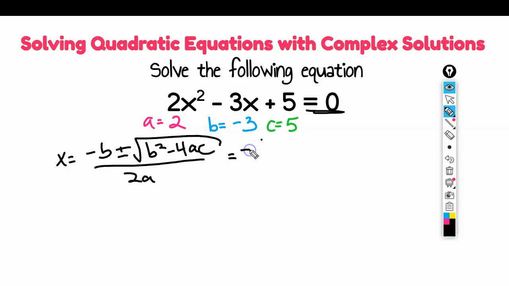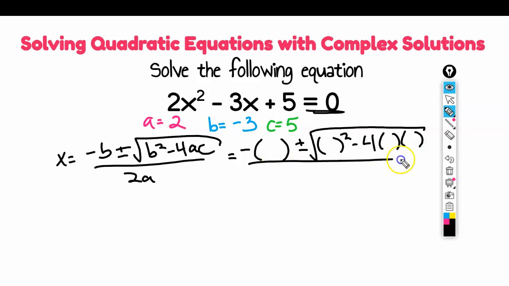Then I do my whole parentheses bit. So everywhere I see a letter, I am putting parentheses. And then I just replace what's inside the parentheses with the number that needs to go there. So -b is going to be -3. b squared is -3 squared. 4ac is 4 times 2 times 5, over 2a, which is 2 times 2.